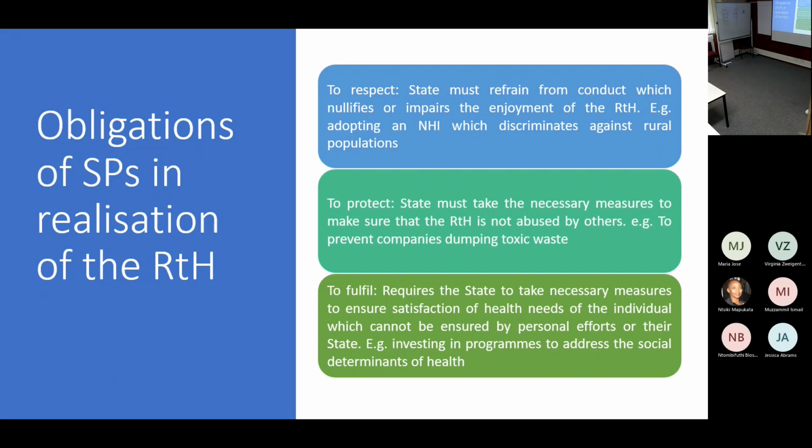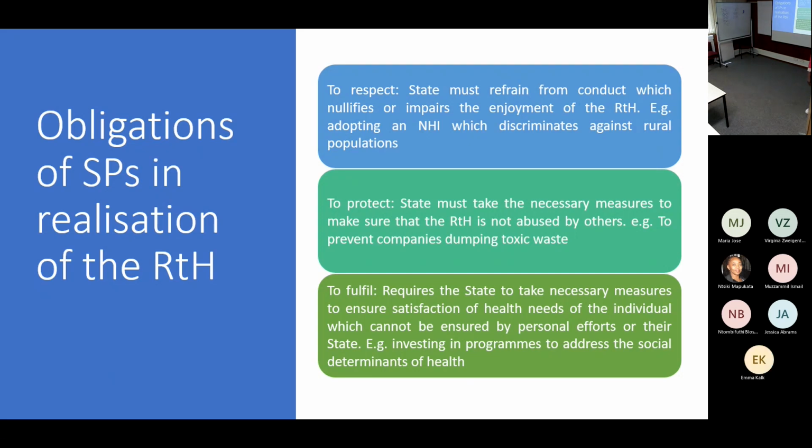State parties also have obligations to protect. This means that state parties need to take necessary measures to make sure that the right to health is not abused by others. For example, they need to prevent companies from dumping toxic waste in areas where it is not permitted. The other obligation is to fulfill, which means that states are required to take necessary measures to ensure the satisfaction of health needs of individuals which cannot be ensured by personal efforts, for example, investing in programs to address social determinants of health.